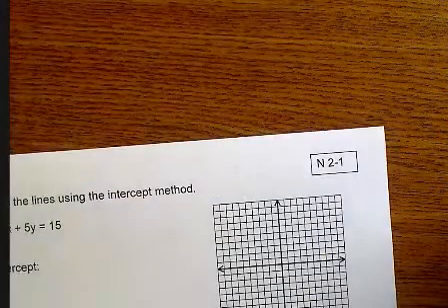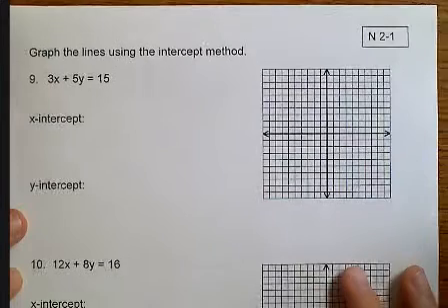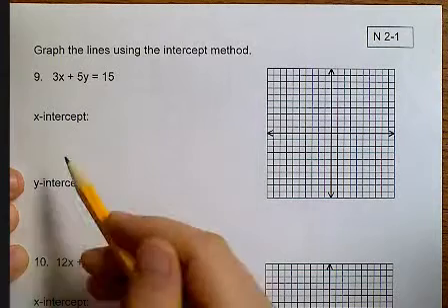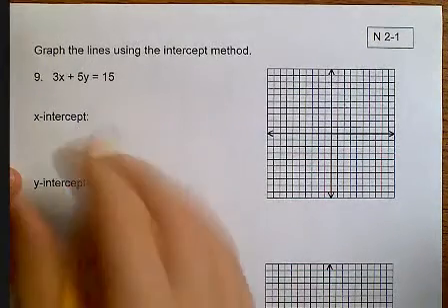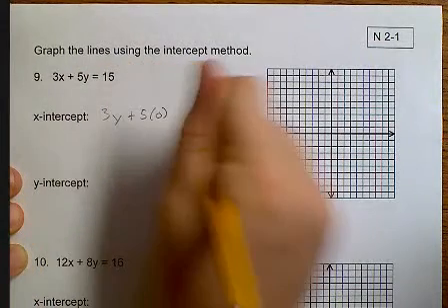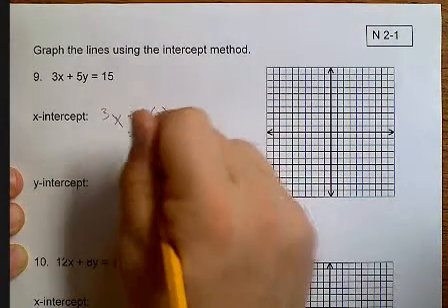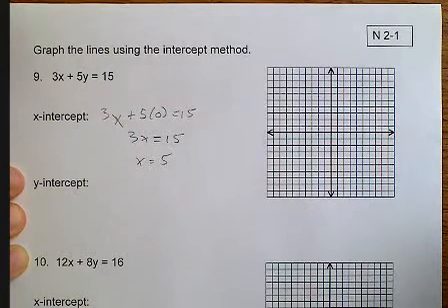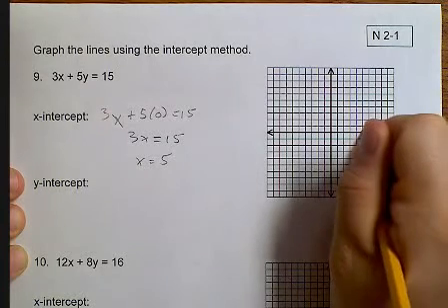This time we're going to use the intercept method. You probably know this method, but you may not. It's not talked about quite as often. To do the intercept method, you simply plug in zeros. To find the x-intercept, y must be 0. So 3x plus 5 times 0 equals 15. Well, 3x equals 15. Therefore, my x-intercept is at 5. 1, 2, 3, 4, 5.